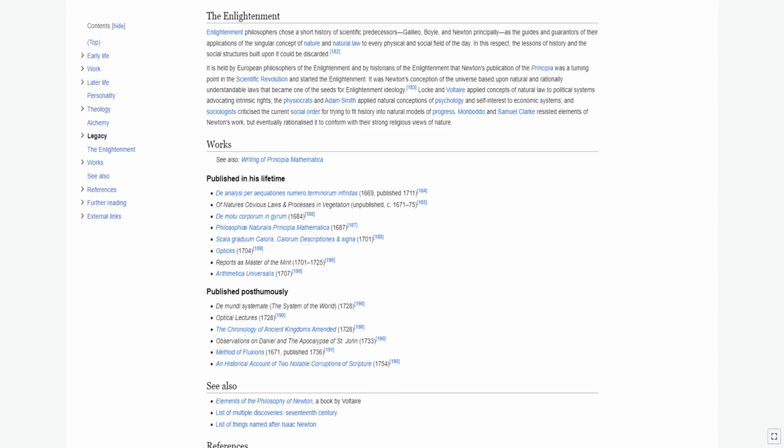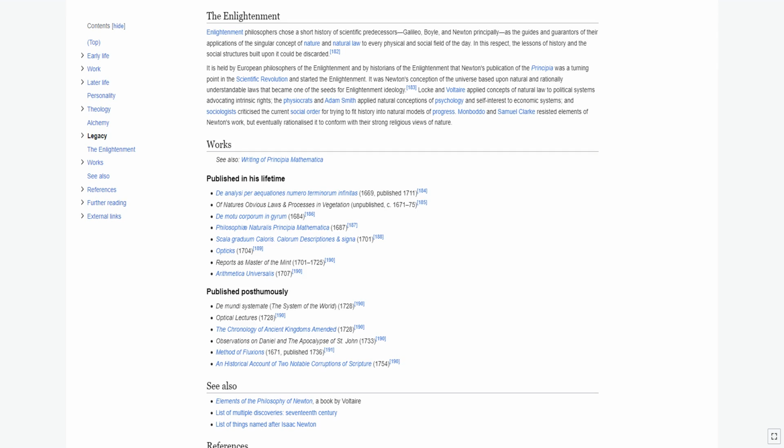Enlightenment philosophers chose a short history of scientific predecessors, Galileo, Boyle, and Newton principally, as the guides and guarantors of their applications of the singular concept of nature and natural law to every physical and social field of the day. In this respect, the lessons of history and the social structures built upon it could be discarded.